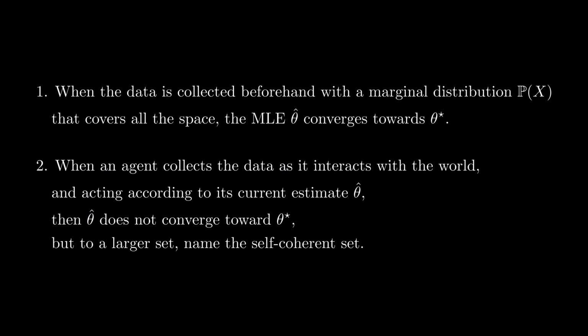So let's pause a bit and summarize. When the data is collected beforehand with a marginal distribution P of x that covers all the space, then the maximum likelihood estimator, theta hat, converges towards theta star. When an agent collects the data as it interacts with the world, acting according to its current estimate theta hat, and refining this estimate at every time step, then theta hat does not converge toward theta star, but towards a larger set, named the self-coherent set.